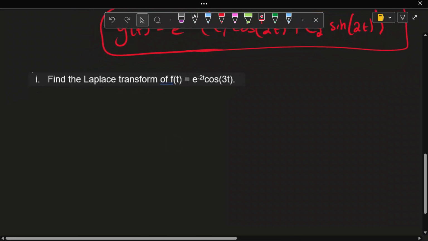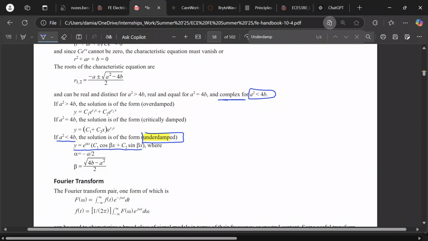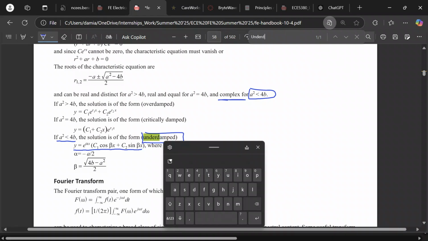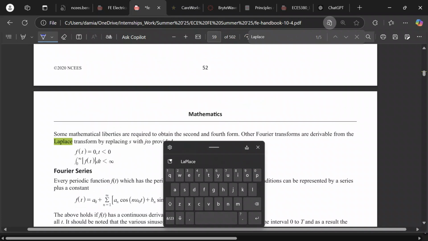All right, so now the next problem, it says find the Laplace transform. So we want to find the Laplace transform of e to the minus 2t cosine of 3t. Okay, so how do we do this? How do we find the Laplace transform of some function? Well, this is where you will go to your FE handbook. And again, this is a computer-based test, so you'll be able to do this.